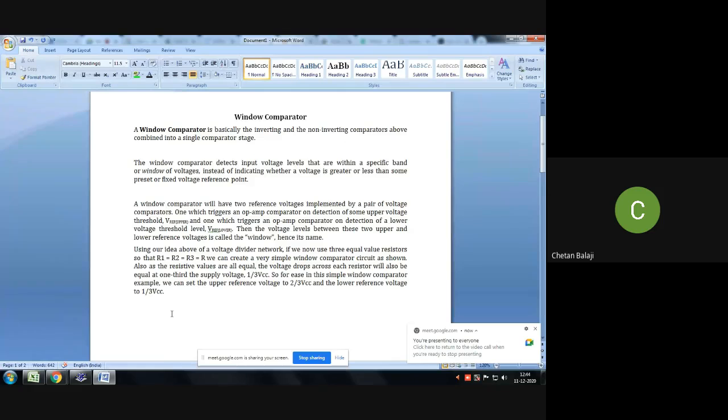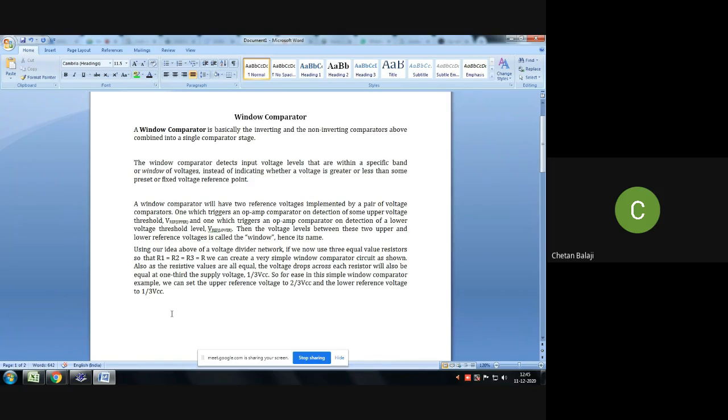If you look back at your Google Classrooms and YouTube links, we have explained the first two experiments of part A: the astable multivibrator using 555 timer IC and the relaxation oscillator using op-amps. In continuation, we have one more experiment to be done, and that is the window comparator.